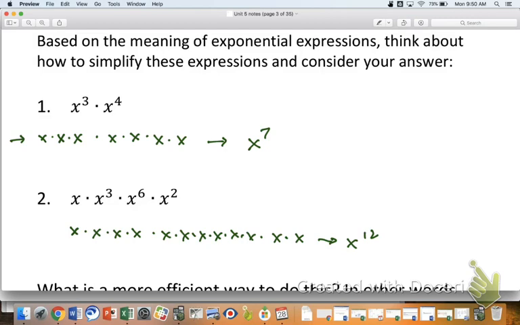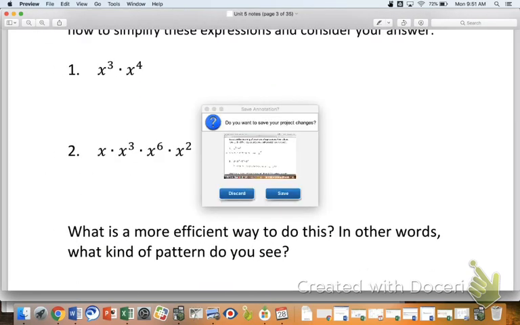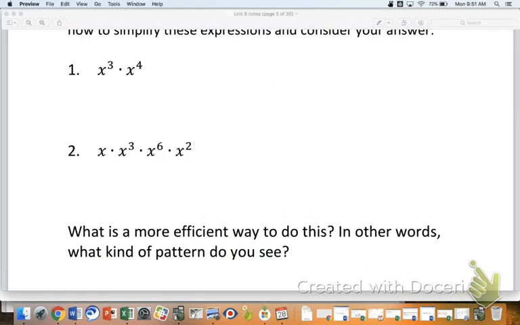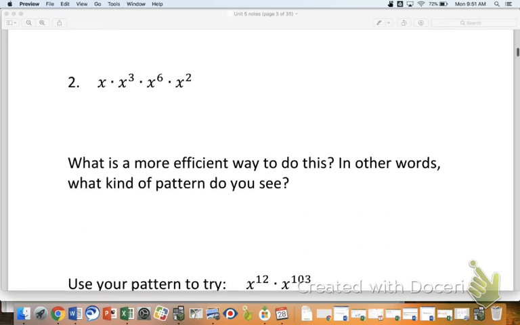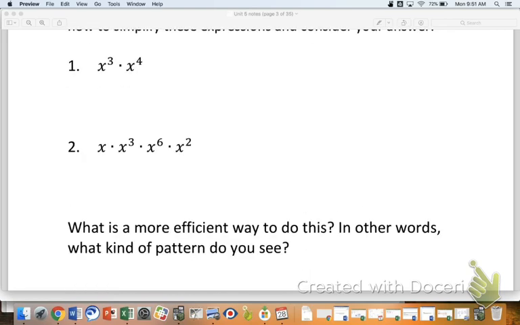Okay, so then let's get into Joe's pattern. Below it says, what would be a more efficient way to do this? In other words, what kind of a pattern do you see? Joe, what did you see? Add the exponents, and then if you have one that doesn't have an exponent, that's just 1. Right, yeah, it's understood to be a 1, exactly.